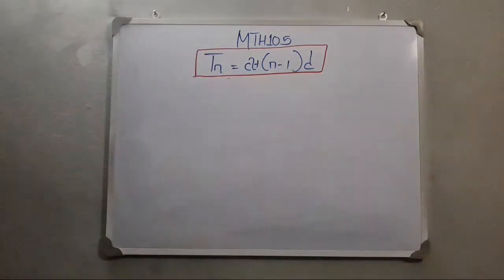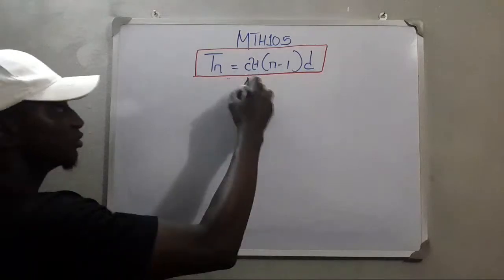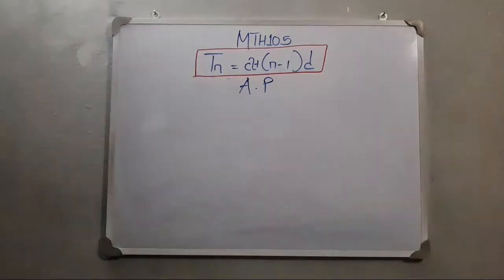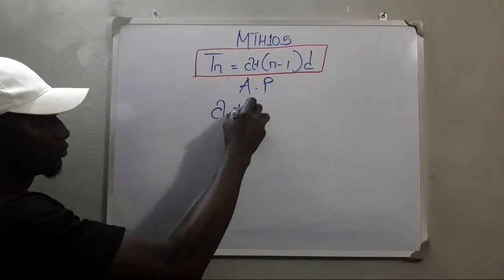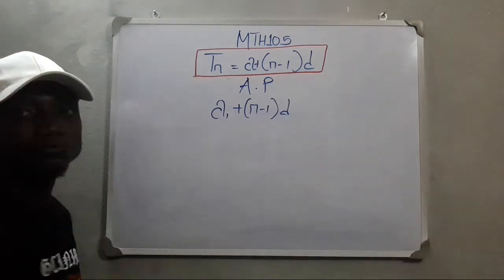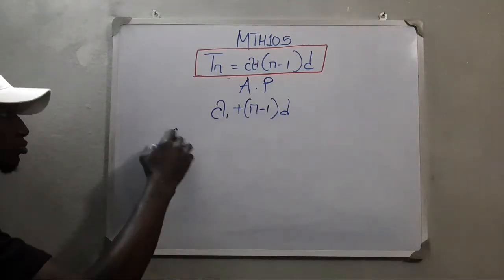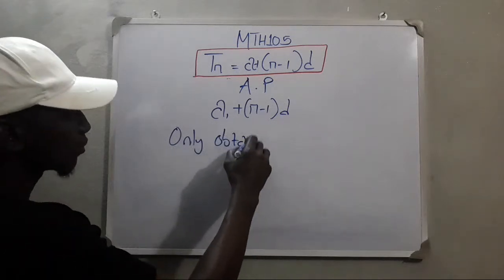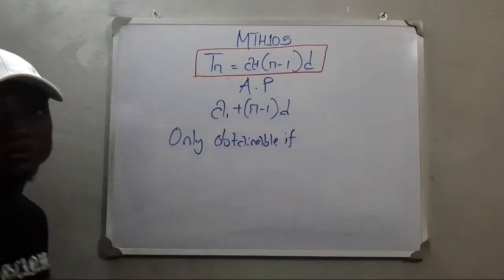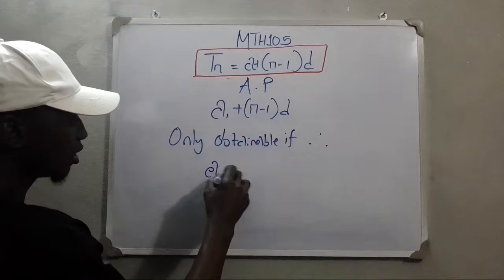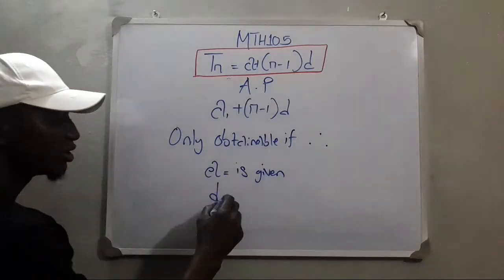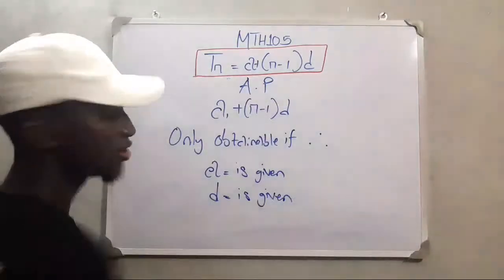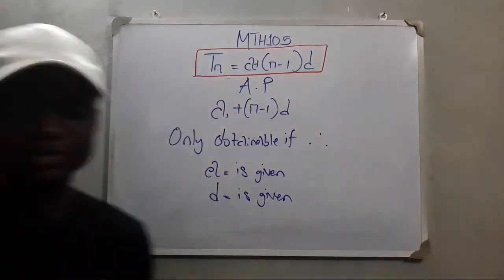Okay, so we are taking arithmetic progression. You can call it arithmetic sequence, any which way. Now yesterday we used a formula like this. This formula is only obtainable if A is given and D is given.